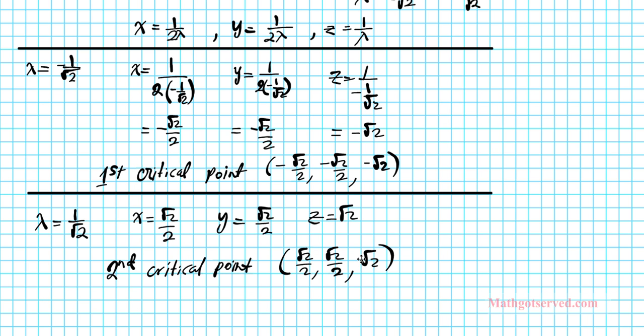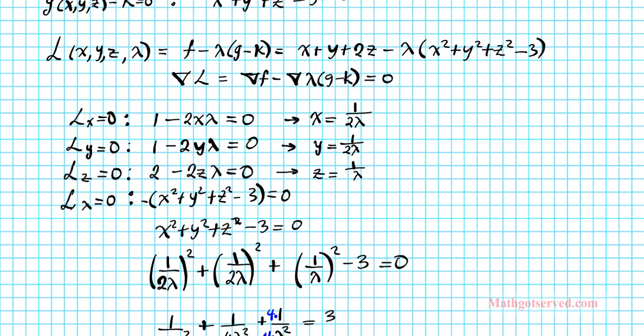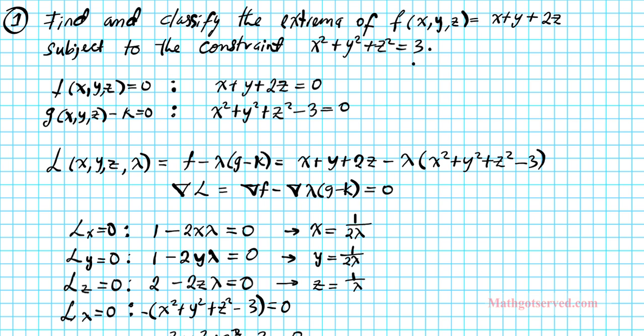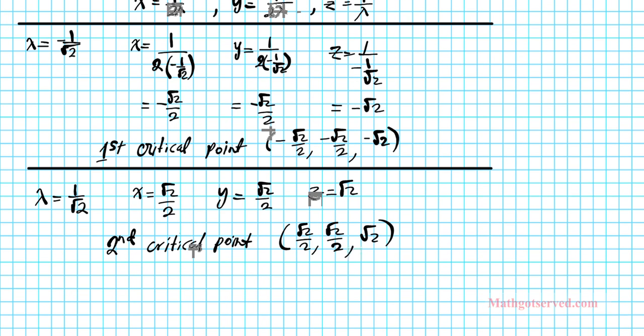So now the question is which of these is the max and which is the min? Okay, how can we classify them? Remember the last step, you evaluate your critical points. You evaluate your original objective function f at your critical points. So we're going to plug in the answers that we just got into the objective function f, because remember, we're looking for the extrema of this function, subject to this constraint. So that's what we're going to plug it into. It's pretty straightforward to do that.